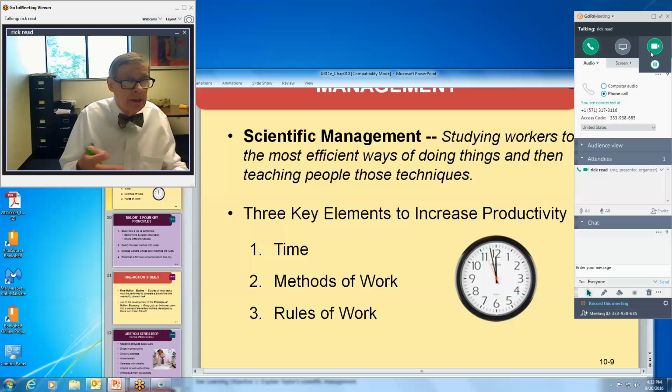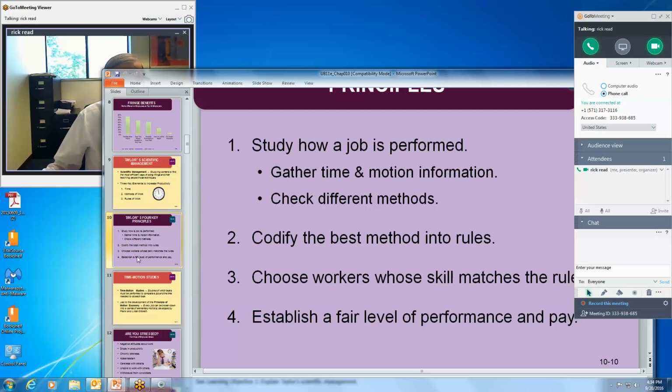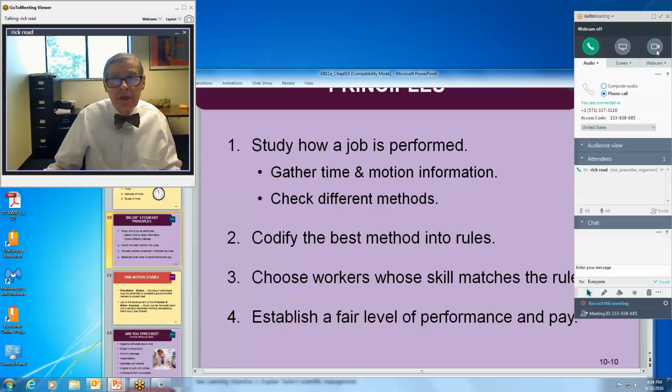And Taylor said that there were things that you had to do. You had to study how people worked, give them the best tools and things of that nature, and then have rules and procedures showing them how to do this work. And there were other elements of time, methods of work, and rules of work that Taylor advocated. And these are Taylor's principles.